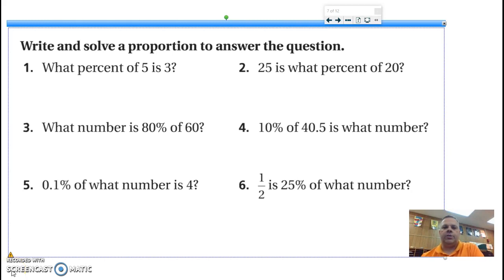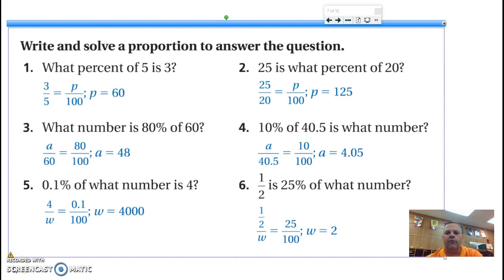Please try these 6 questions by using the proportion to solve the equation. Please pause the video and allow the students time to work. When completed, start the video and I will share answers. Hopefully you were able to solve the 6 problems.